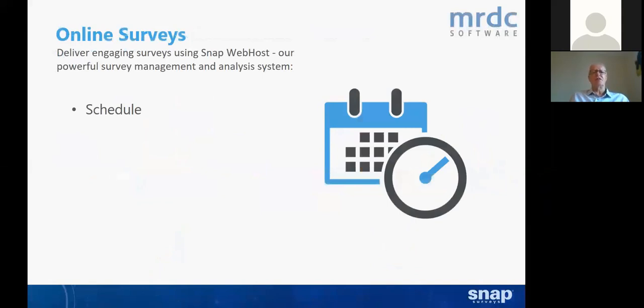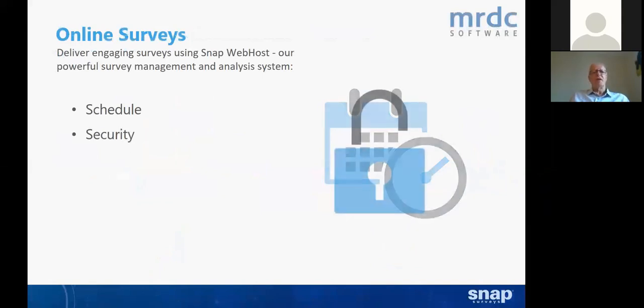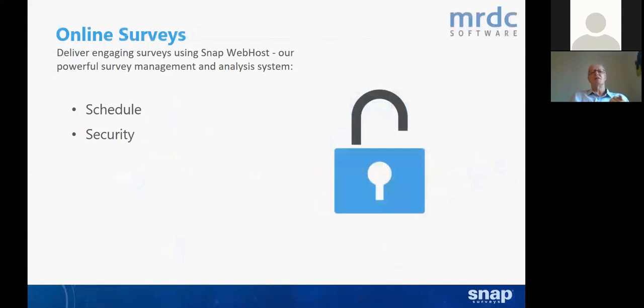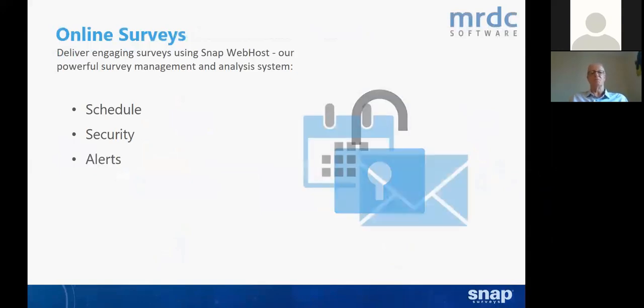For online surveys, you can schedule when they go out. You can schedule when reminders go out. You can send as many reminders as you want to. You can have the highest levels of security. Snap has the highest level that's out there when it comes to certificated security. I think that's something that's obviously very important these days. It's something that more and more buyers of research are asking for, the credentials of the software being used to ensure it is as secure as possible.